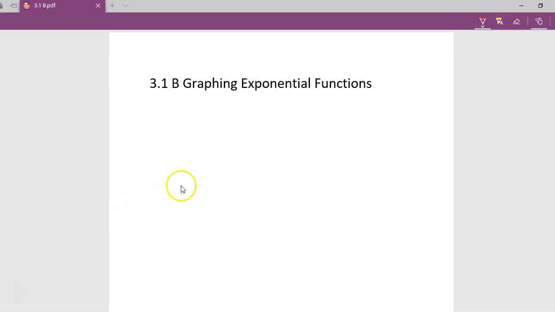exponentials. So one thing that's a little bit different about parent functions of exponentials is that we can change the base number. So for example, I could have y equals 4 to the x power, or I could have y equals 2 to the x power. These are both considered parent functions, even though the 4 and the 2 are different, because that base number is not considered a transformation. It's just part of the function.